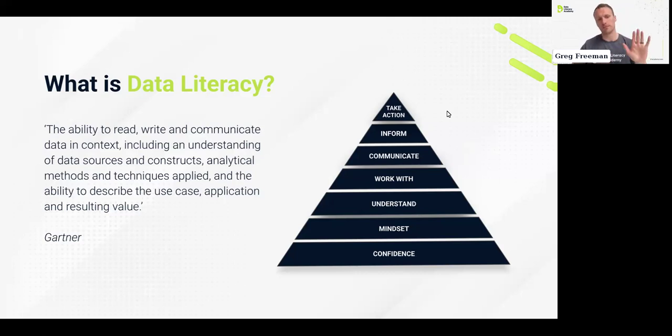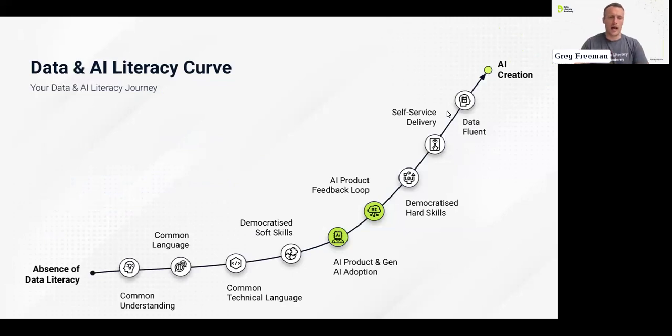But data literacy, exactly what Gartner said, but with a lower set of foundations around confidence, mindset, and behaviors. And then we've got the data and AI literacy curve. We can't get away from the fact that AI literacy has become as big a topic as data literacy quite quickly. And we've always considered it part of a continuum anyway.